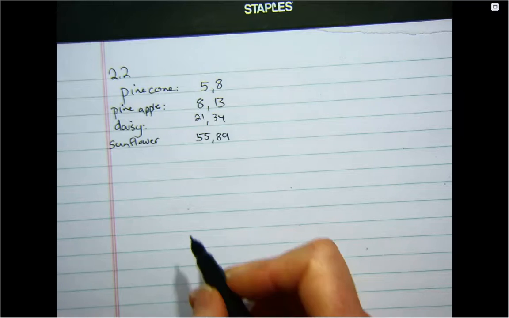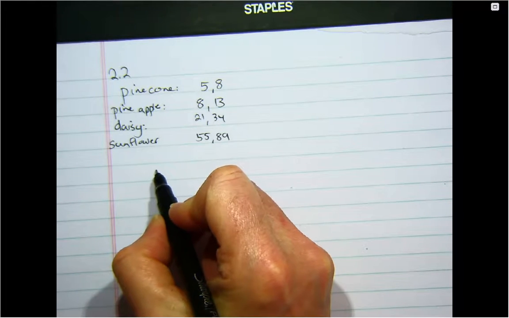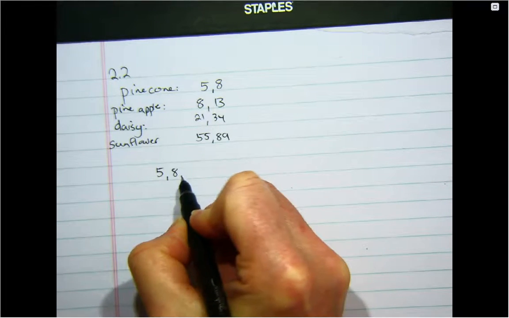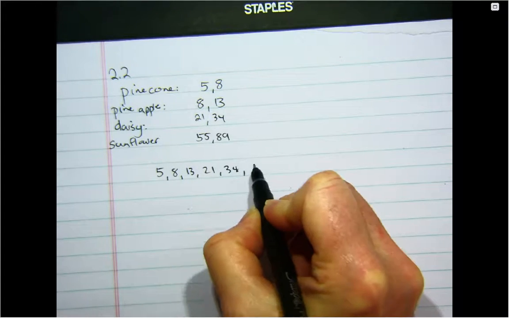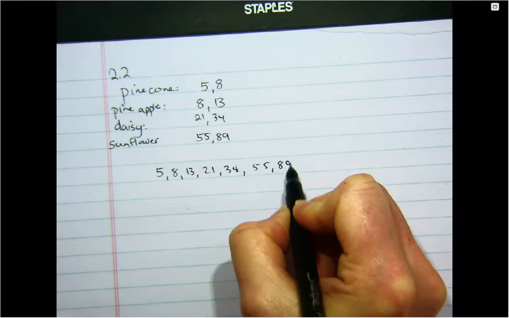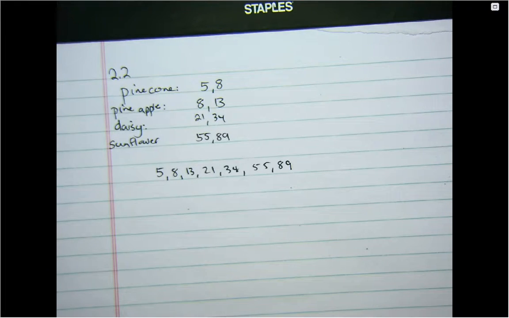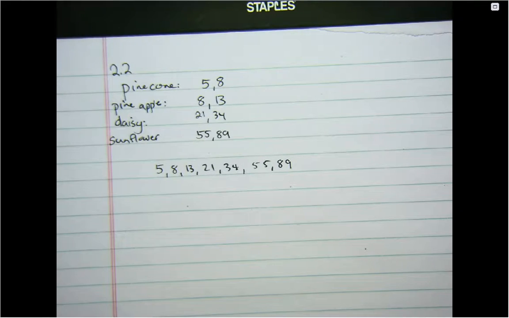So let's lay these numbers out in order. 5, 8, 21, 34, 55, 89. You could put some other things I know that would fit in here would be bananas. They have 3 cross segments. Apples, I believe, have 5.